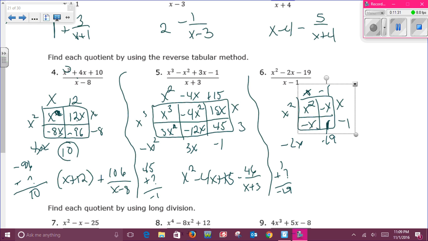So that would be a negative 20. So my answer is x minus 1 minus 20 over x minus 1.